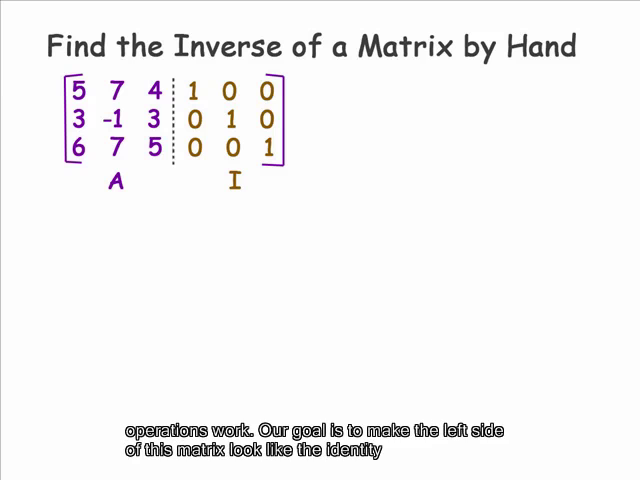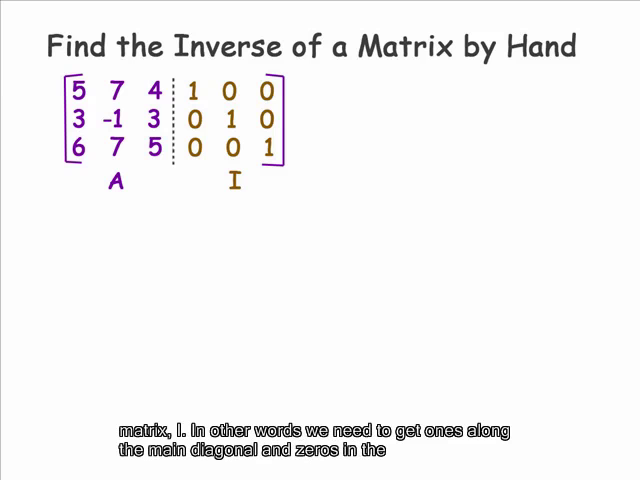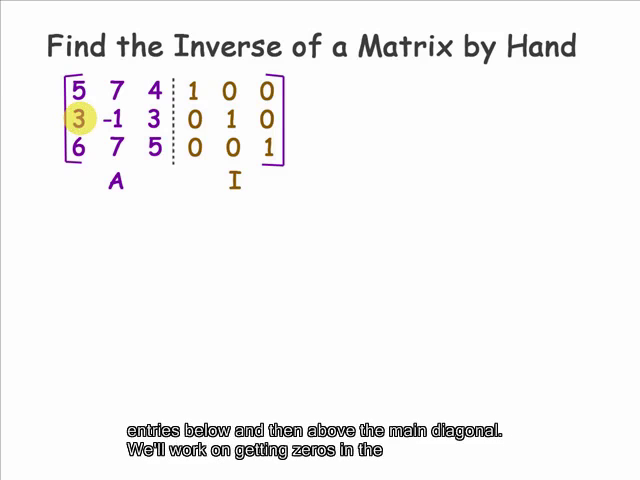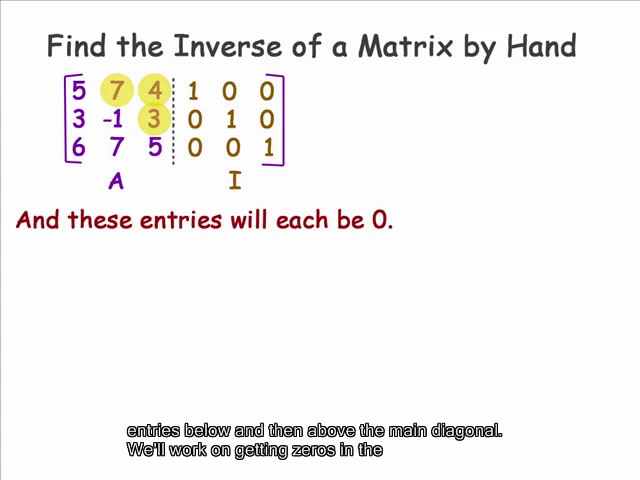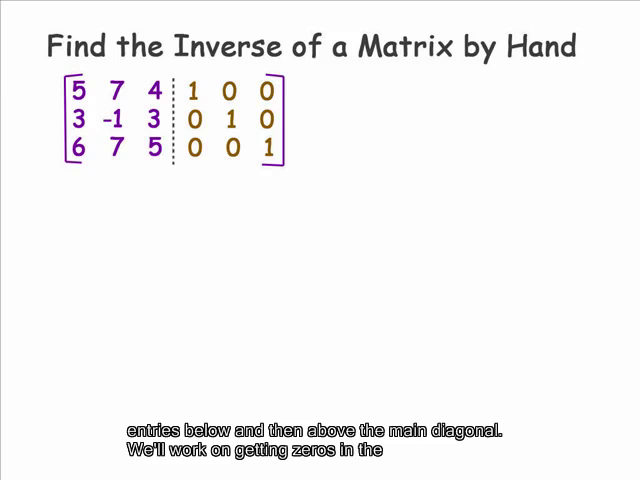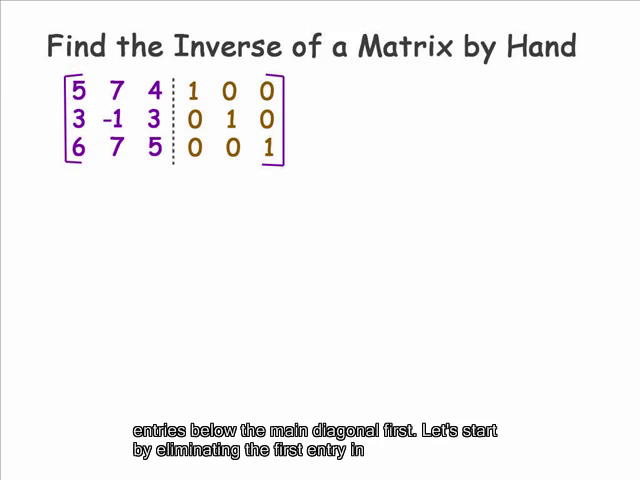Okay, let's see how these elementary row operations work. Our goal is to make the left side of this matrix look like the identity matrix I. In other words, we need to get 1s along the main diagonal and 0s in the entries below, and then above the main diagonal. We'll work on getting 0s in the entries below the main diagonal first. Let's start by eliminating the first entry in row 2.